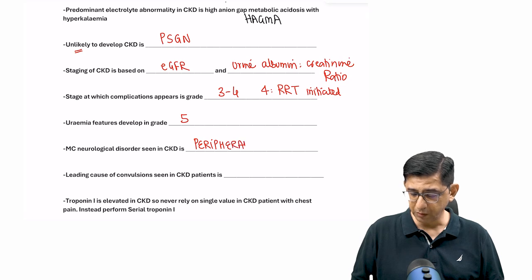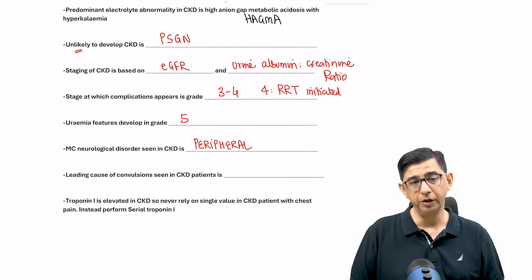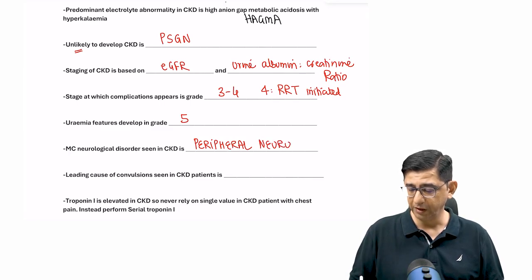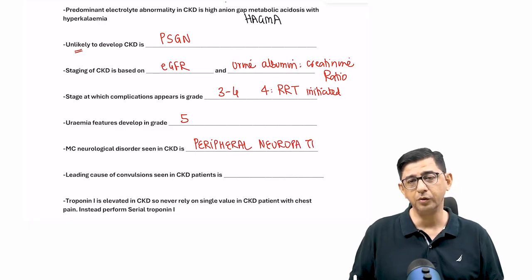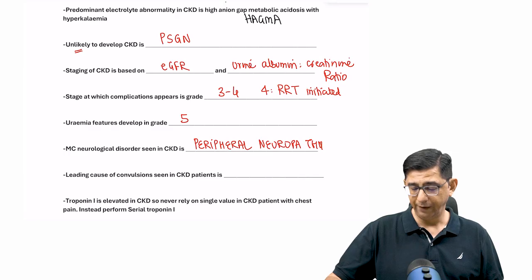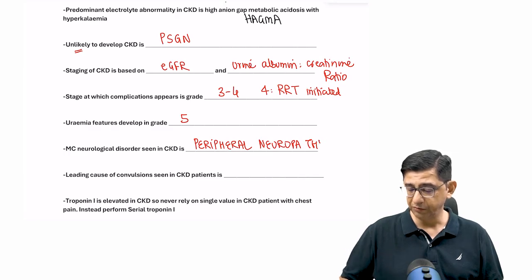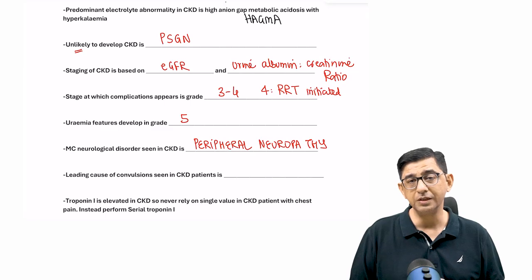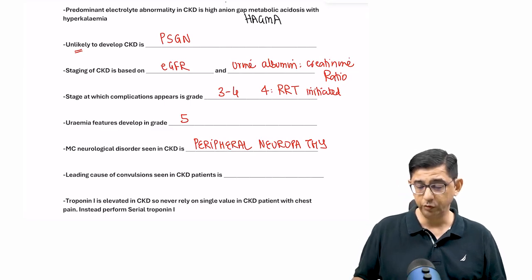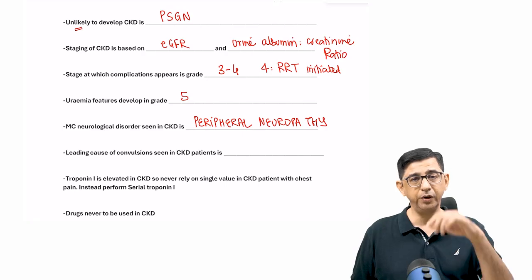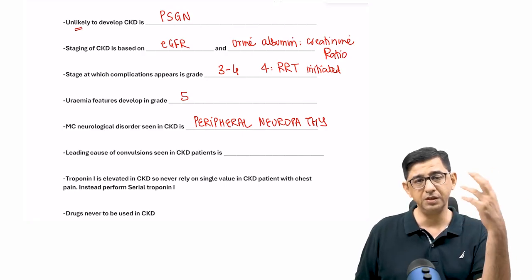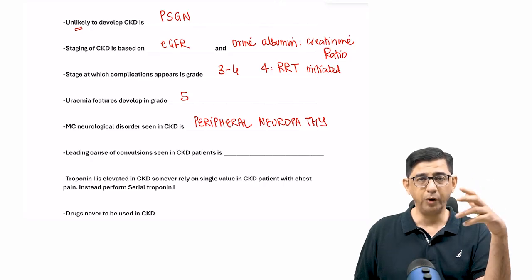So if he says what is the most common neurological disorder that is seen in patients of chronic kidney disease, the uremia component can cause damage to peripheral nerves, so peripheral neuropathy can result. And then if he says the person is ending up with seizures, the leading cause of seizures in these patients of chronic kidney disease. You see, one is seizures after undergoing a dialysis. That also I'll discuss.